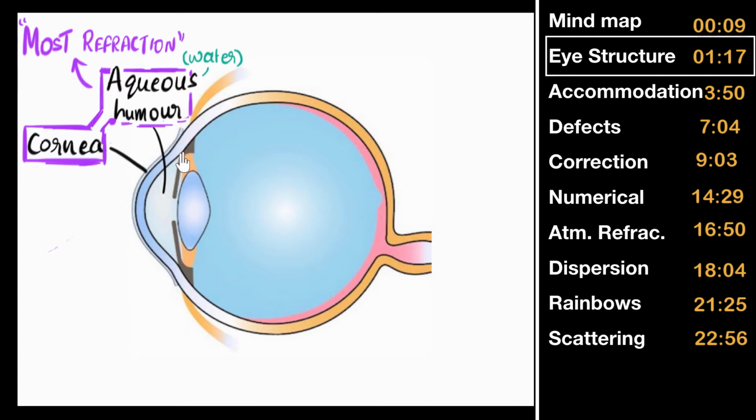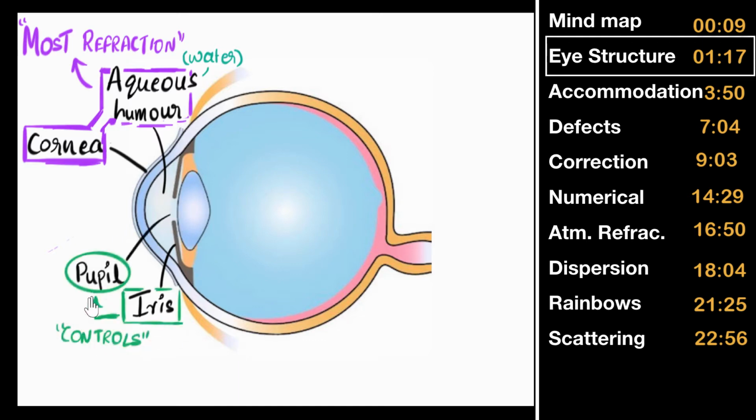The next part is this disc-shaped structure, which is called the iris. And at the center of the iris, there is a hole, which is called the pupil. The main job of the iris is to control the size of the pupil. When there is a lot of light, the iris makes the pupil smaller. And when there is less light, the iris makes the pupil larger.